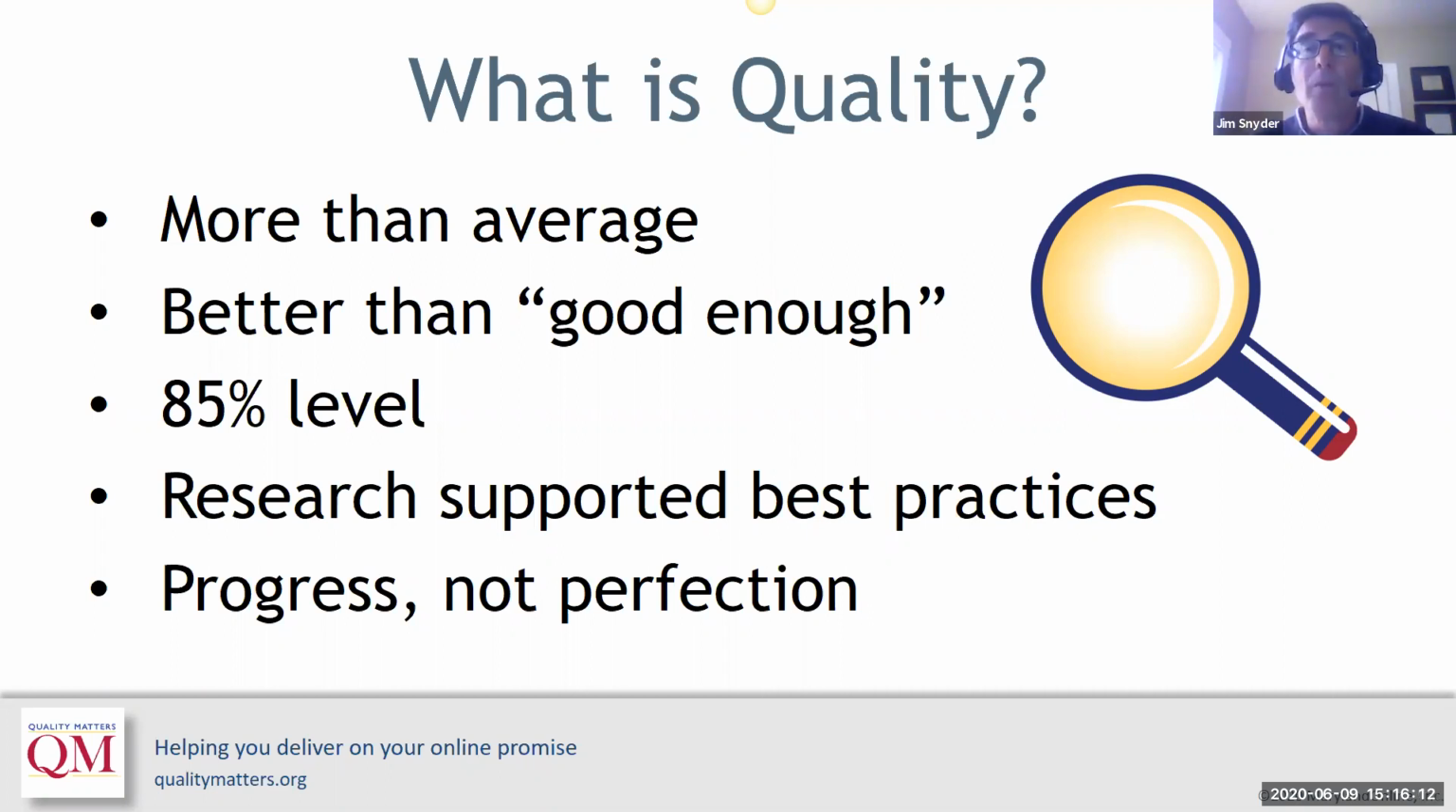So when we look at the standards, which I'm going to show you in a second, we are really looking at, what does quality mean? It means more than average, better than good enough. And what does that mean? Well, I'll show you in a little bit. But if you look at all of our standards, there are point values associated with our standards, and we are looking at something that is in the area of quality as being at the 85% level or better. Why the 85% level? Because if you're looking at a continuous improvement model, you never really reach perfection. And what is perfection?